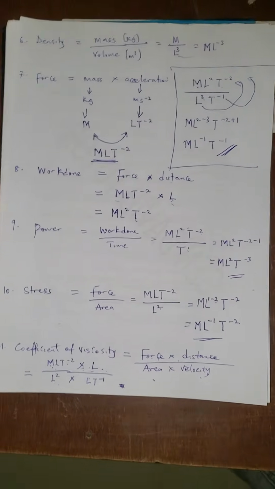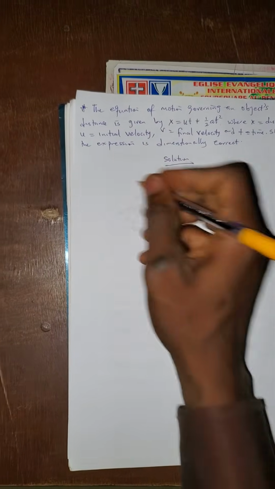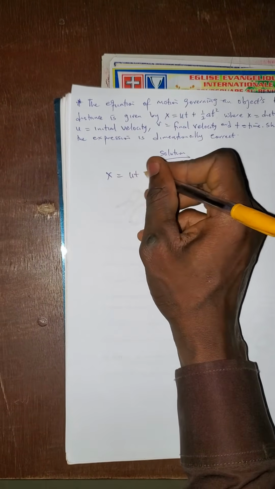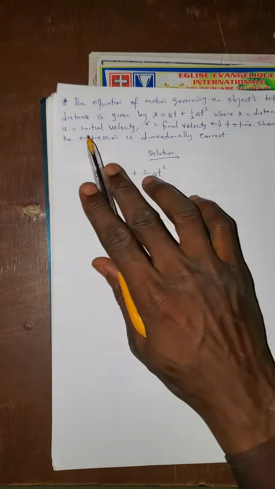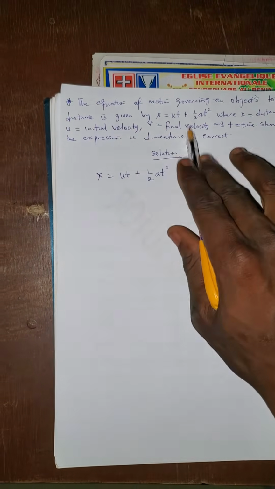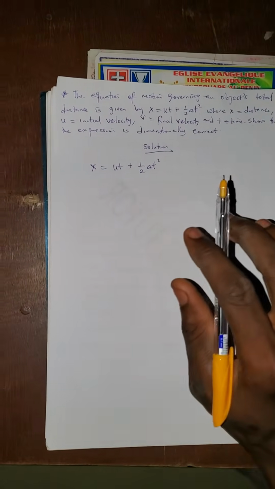Now let's get into the word aspect of the dimensional analysis. The question says, the equation of motion governing an object's total distance is given by x equals ut plus half at squared, where x is distance, u is initial velocity, v is final velocity, t is time. We are asked to show that the expression is dimensionally correct. Now to show this, you just have to note that your left hand side must be equal to right hand side.